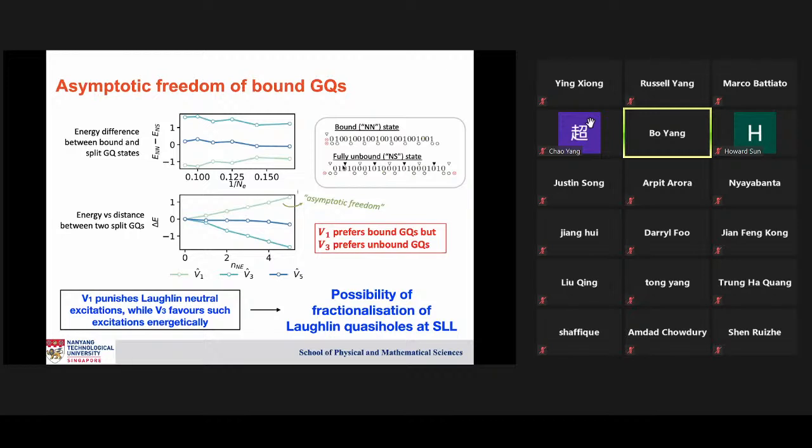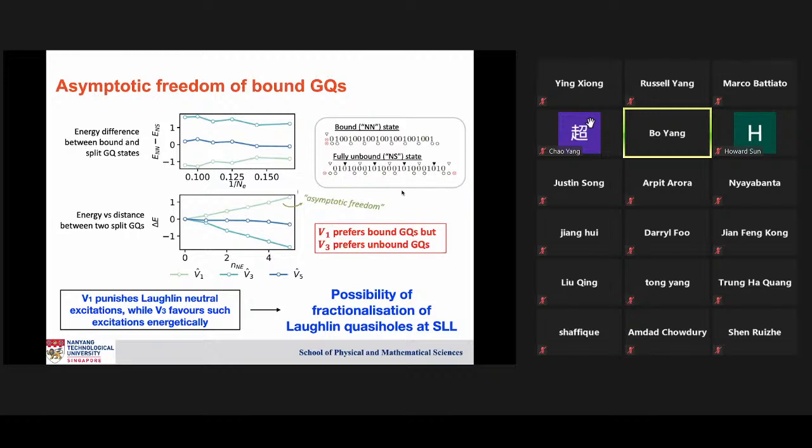So this is actually very similar to the quark model, where you have asymptotic freedom when the attraction between the two quarks gets stronger and stronger when you pull them apart. So these Gaussian quadriholes are analogous to the quarks, and the interaction between them is mediated by these neutral excitations that are bosonic. So they play the role of gluons, mediating the interaction between the two quarks.